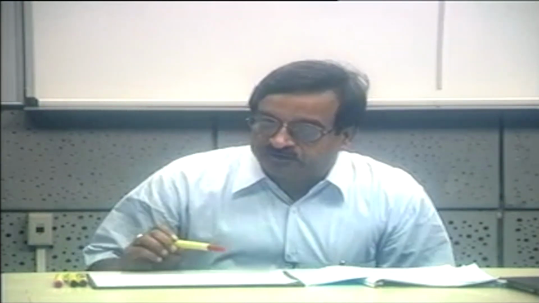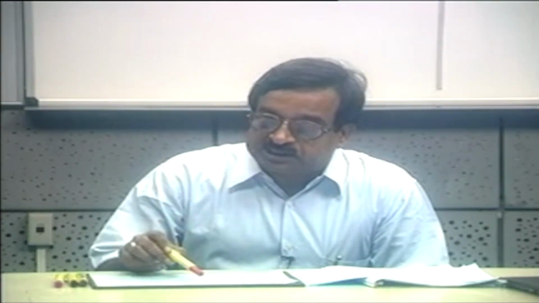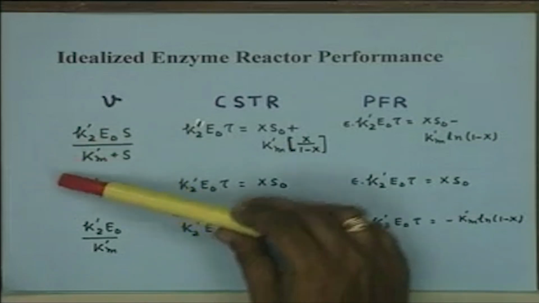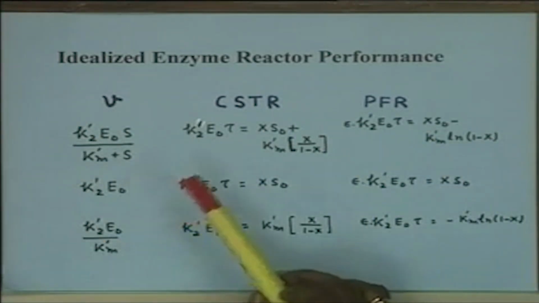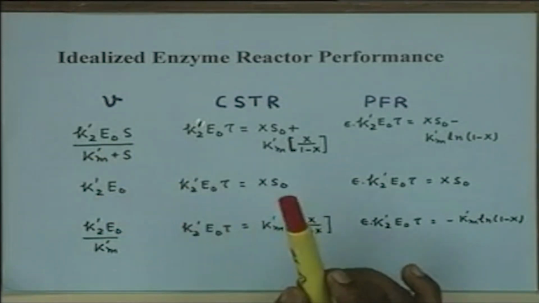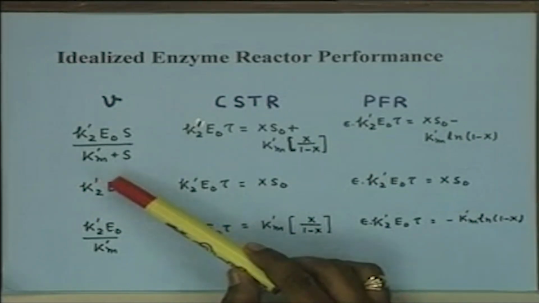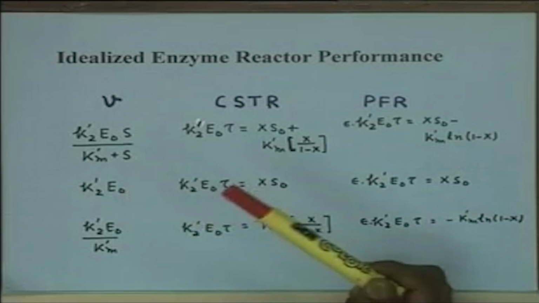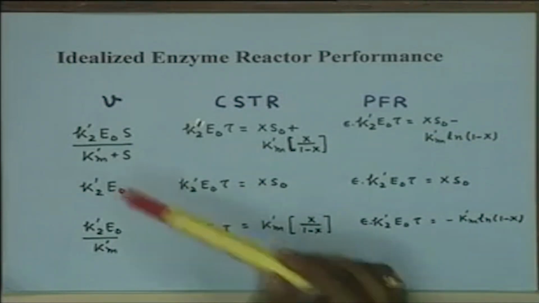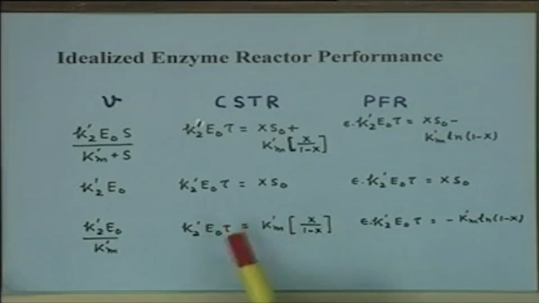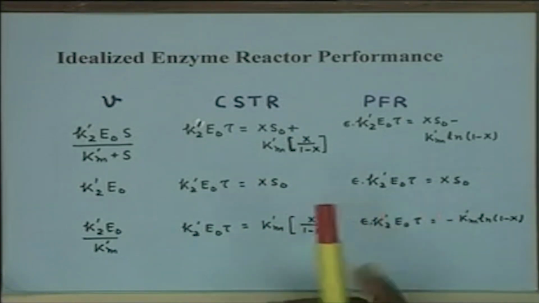a PFR. And here I have given a summary of the reactor performance equations for CSTR and PFR under 3 different kinetic regimes. The first line indicates the reactor performance with respect to Michaelis-Menten kinetics, and the second and the third, the second line refers to when the reactor performance is in the 0 order regime, that means when substrate concentration is much higher than the Km value, and the third line is in the first order regime when the substrate concentration is less than the Km value.